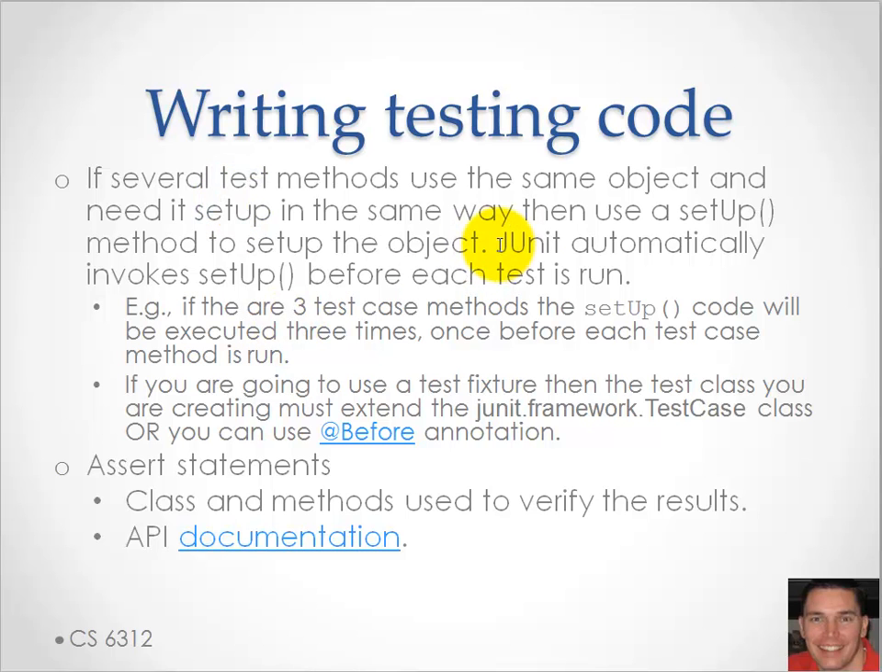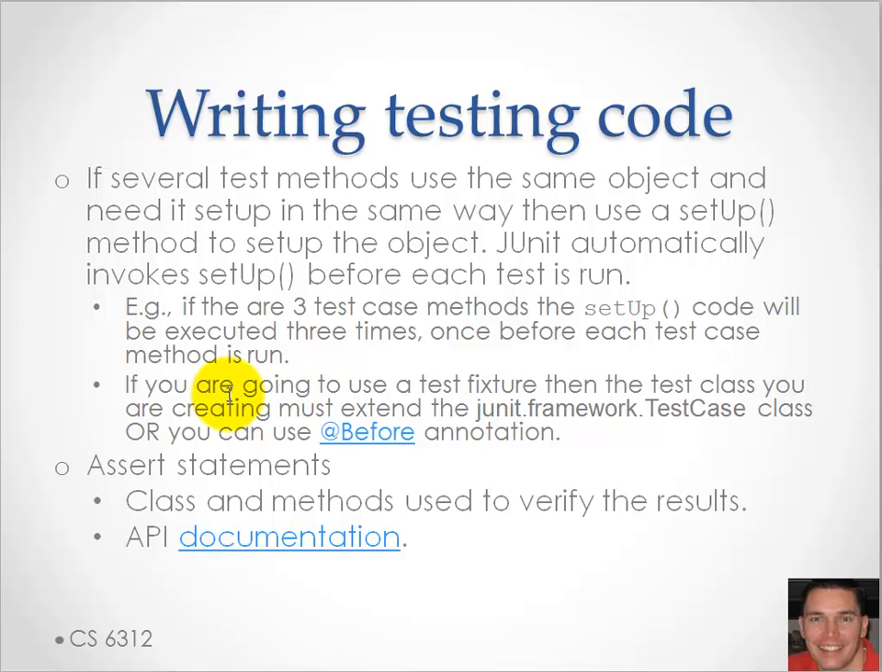So JUnit provides a method called setup, which will be invoked before each test case is run. So you can put some common setup of your object within that particular method. If I have 3 different test case methods, then that setup code will be executed before each one of those test cases, so it will be executed 3 times, once before each test case method is run. This type of thing where we have this setup, there's actually a teardown method too. These are known as test fixtures. They're a great thing to help in the writing of your test cases.